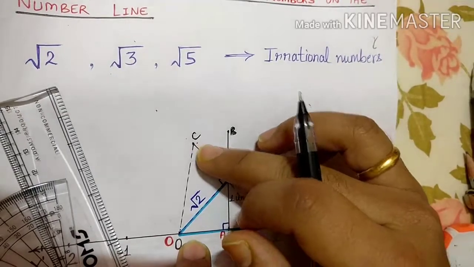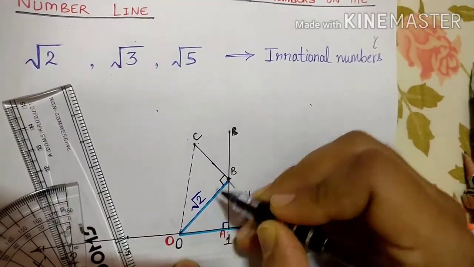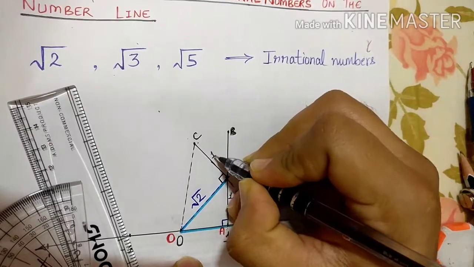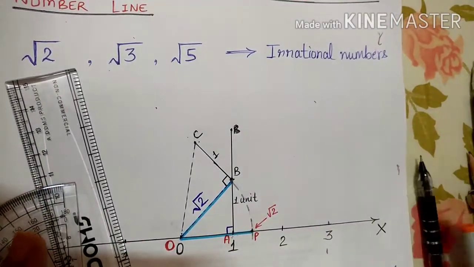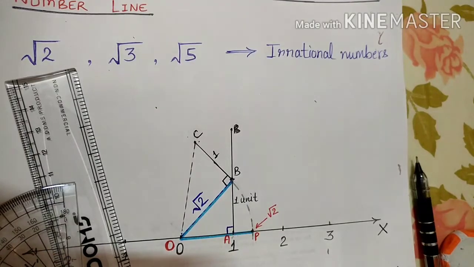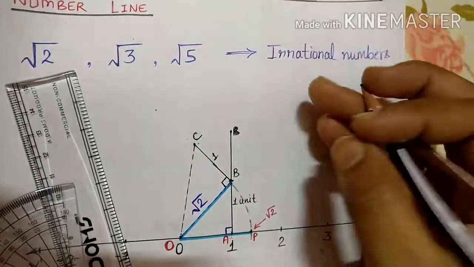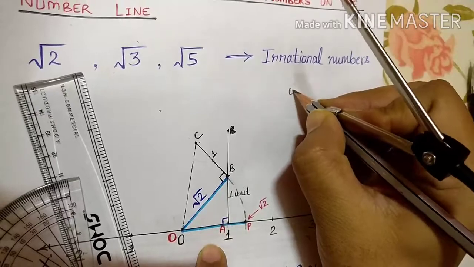Now, this OB is how much? Root 2. And this BC is how much? 1 unit. Now again, what can we do? Again we can apply our Pythagoras theorem. So Pythagoras says, in triangle OBC.